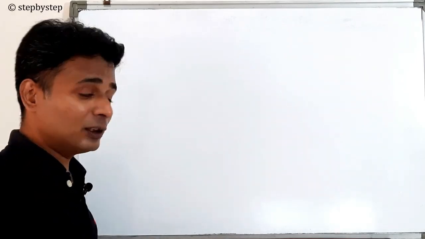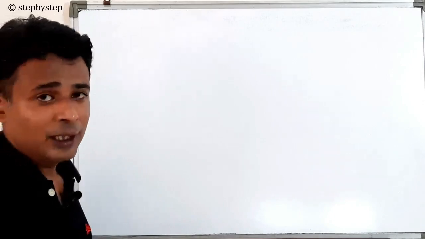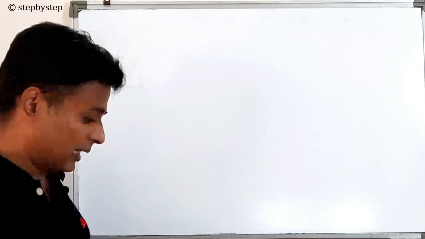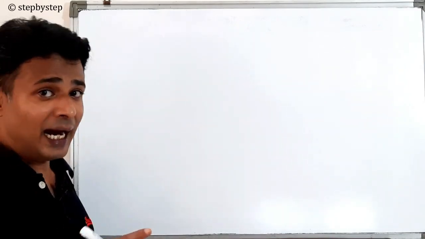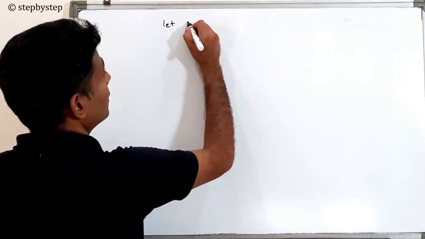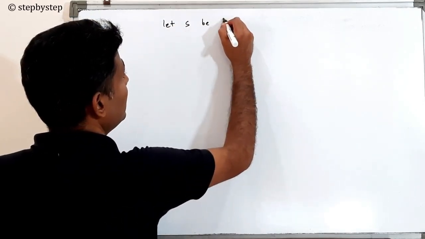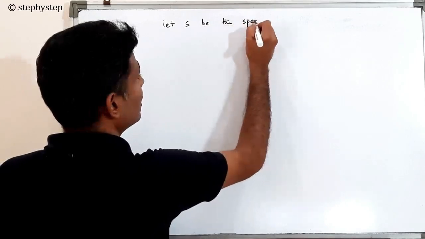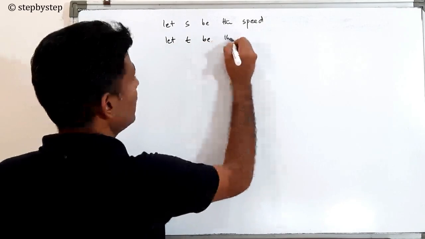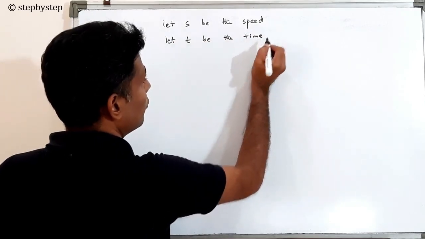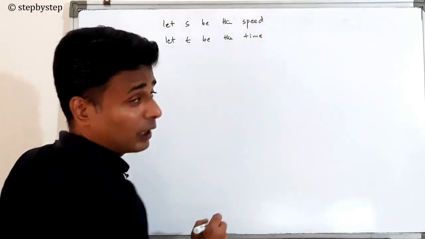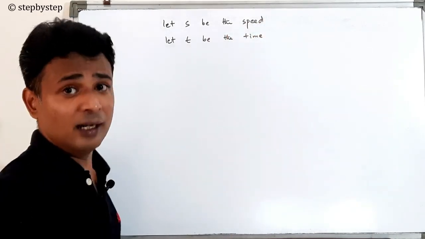Now guys, in this question they have asked us to find the length of the journey, but that is not what we will take as our variable. What we are going to take as our variables are the speed and time. So let S be the original speed, and let T be the original time.